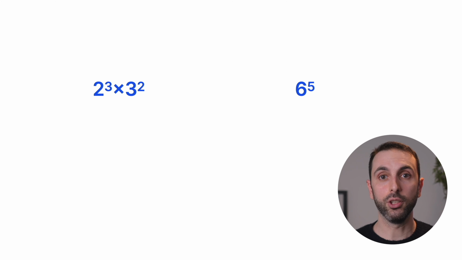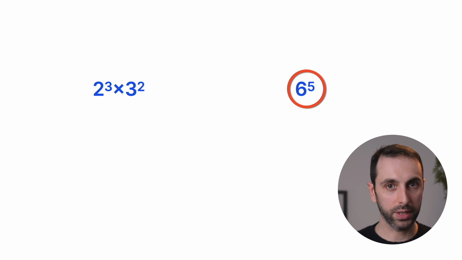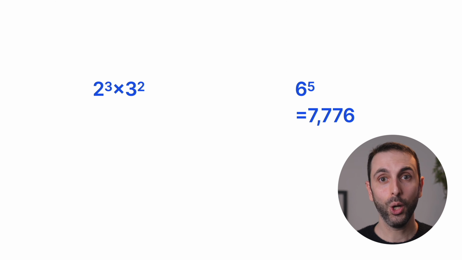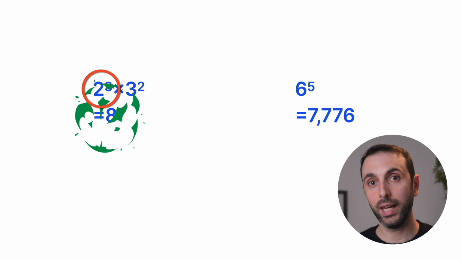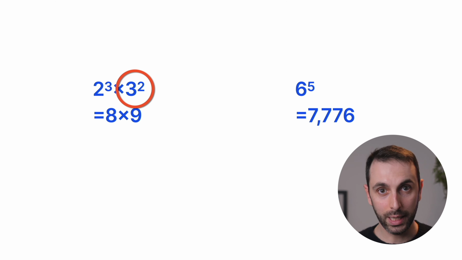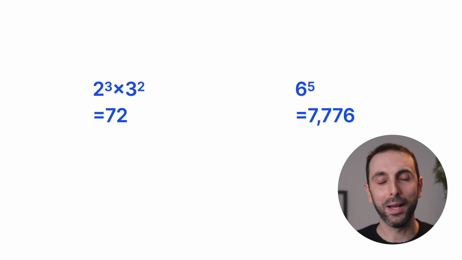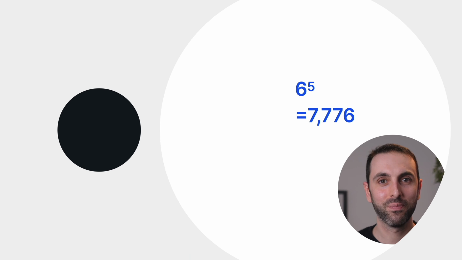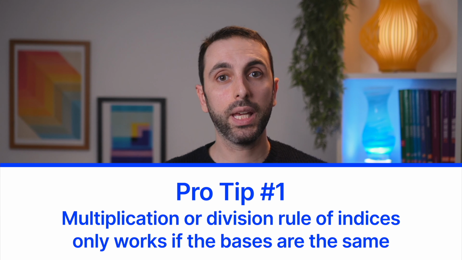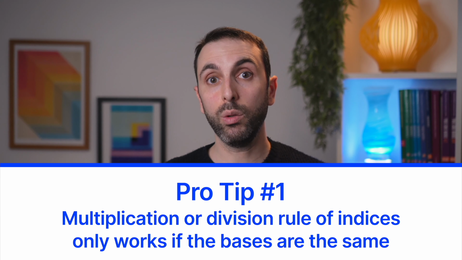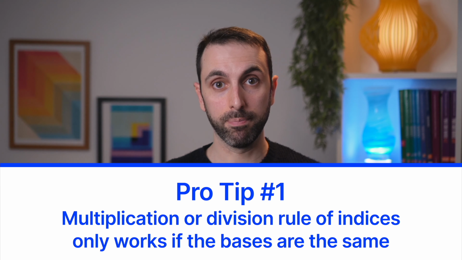Alternatively, if you grabbed your calculator, you would notice that 6 to the power of 5 is 7,776, whereas 2 to the power of 3 is 8, and 3 to the power of 2 is 9, and when you multiply these latter two together, you get 72. Yeah, so that didn't work out so well. So the lesson learned here is that the multiplication rule of indices only works if the bases are the same.